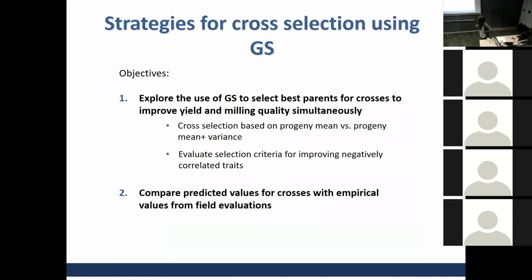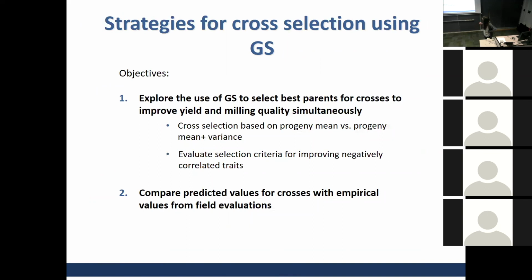So that was all about genotype by environment interaction. Here we're moving to a different topic. What we tried to do was to explore how to use genomic prediction to predict the best combinations of parents for breeding.